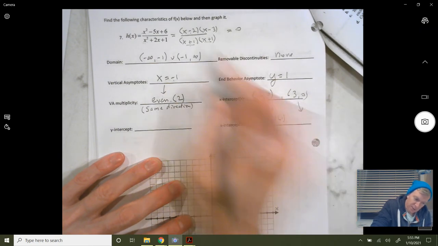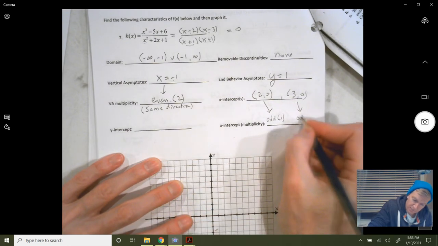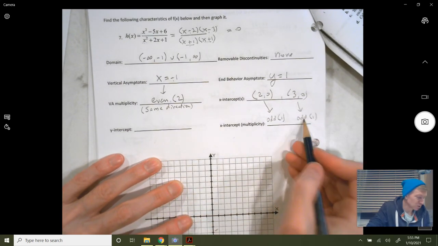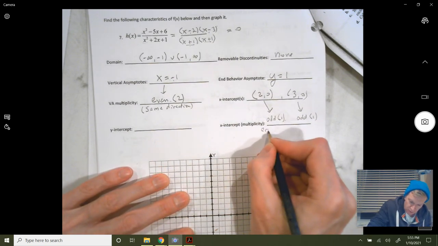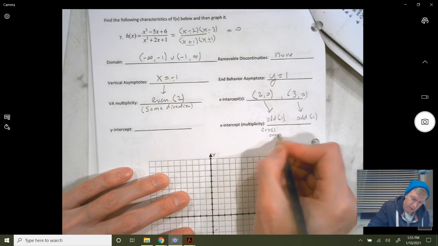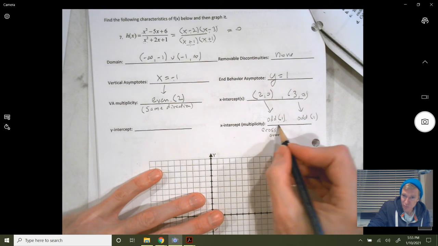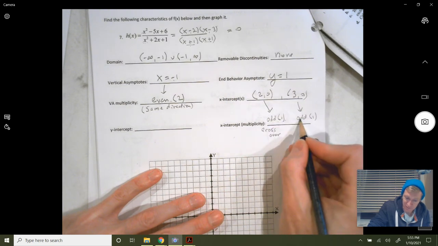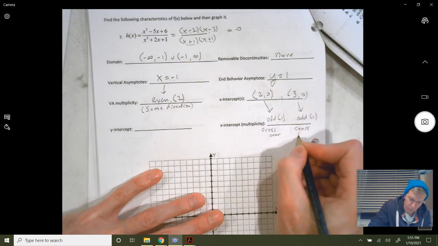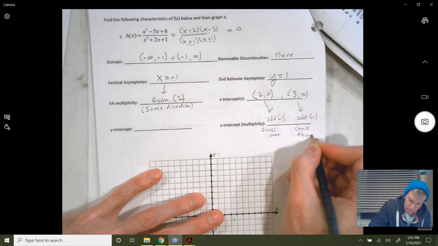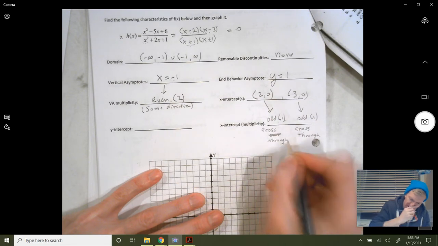(3, 0): x minus 3 is just to the first. There's only one x minus 3, so this is also odd, 1. So that means you're going to just cross right through. For both of these, cross over the x-axis at that point instead of bouncing. If this were even, you would bounce off the x-axis, but since it's odd, you're just going to cross through the x-axis.